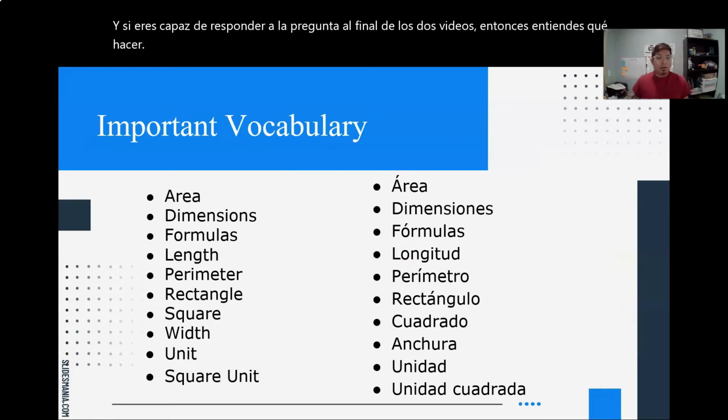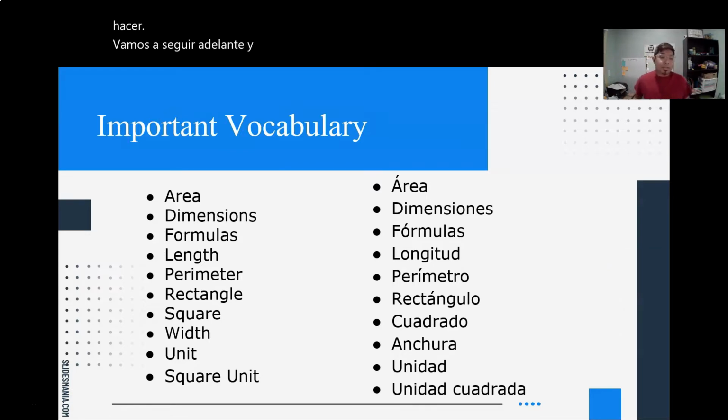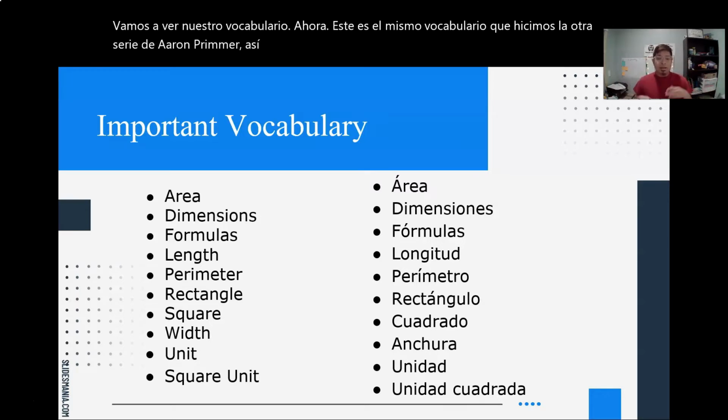Let's go ahead and look at our vocabulary. Now this is the same vocabulary as we did in the other series of area and perimeter, so you might not need to copy this down unless you didn't copy everything down, okay?